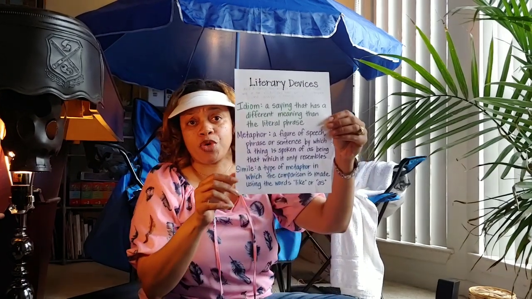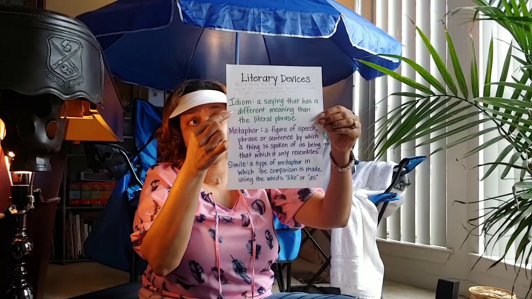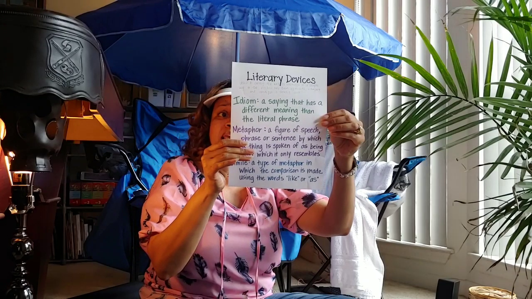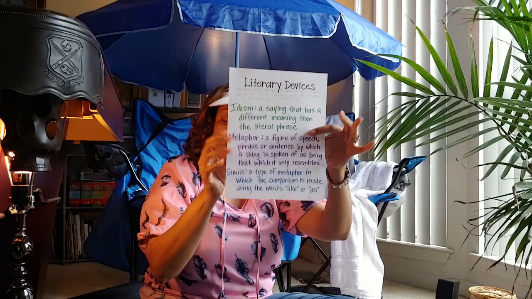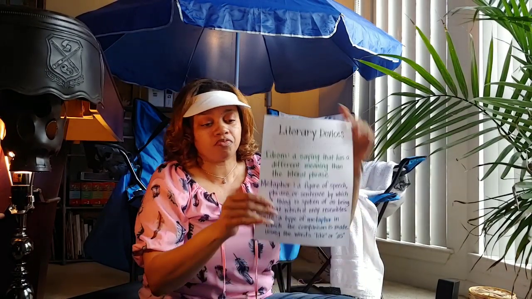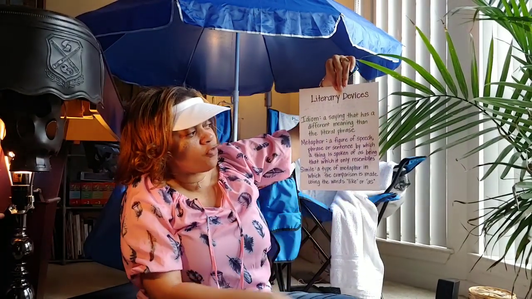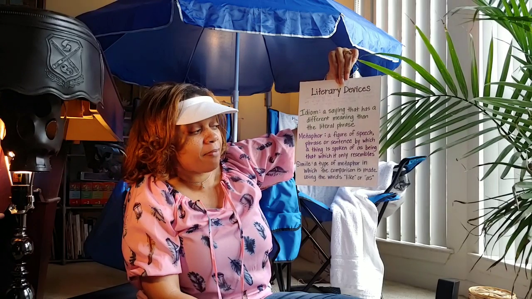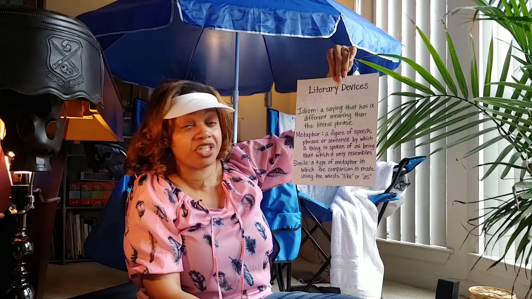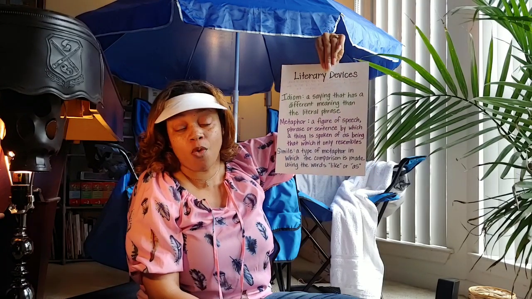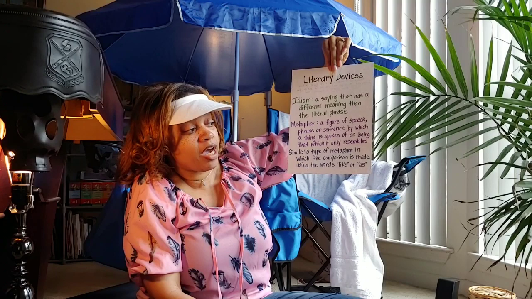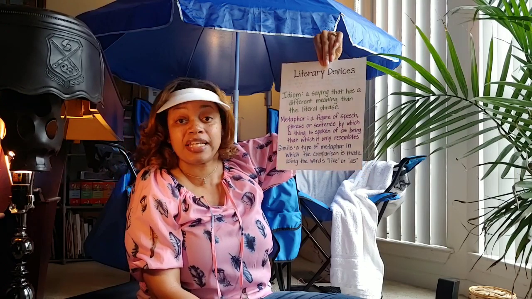So we're going to be looking at three today. The first is an idiom, and it is a saying that has a different meaning than the literal phrases. I'm going to give you some examples of these as well, but I want to go over all of them at first. Then we have metaphor. A metaphor is a figure of speech, phrase, or sentence by which a thing is spoken of as being that which it only resembles. And last but not least for today is simile, which is a type of metaphor in which the comparison is made using the words like or as. And once the video is posted in a little while, I'll upload all of these resources as well so you can refer back to them.